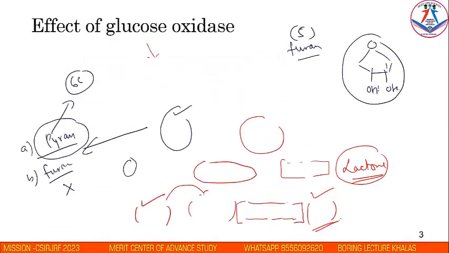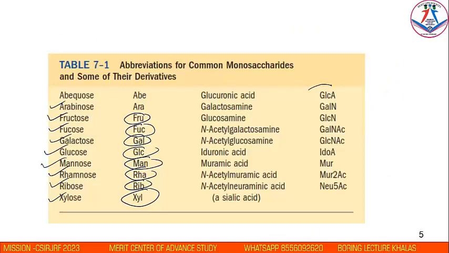ओके. गैलेक्टोसामिन, GALN. हाँ, GLCA. GLCN. हाँ, अमीन लग गया तो N आइए. ग्लूकोरोनिक एसिड GLCA. ठीक है ना? एसिटाइल ग्लूकोसामिन, एसिटाइल गैलेक्टोसामिन ये है. तो गैल एन, गैलेक्टोसामिन. ठीक है. एंड एसिटाइल ग्लूकोसामिन GLCNAc.